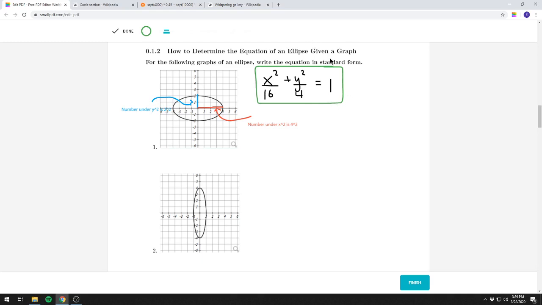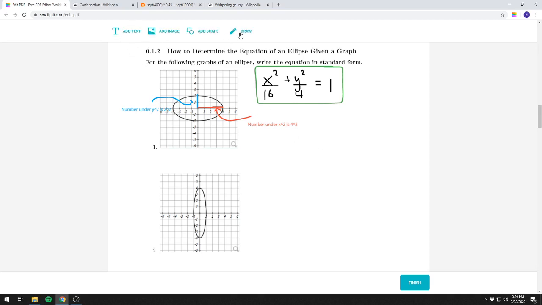Now, just comparing to our notes before, we would realize that a is 4 and b is 2 because a is the bigger number here and b is the smaller number. This is a squared and this is b squared. And that'll be more important in the next section.